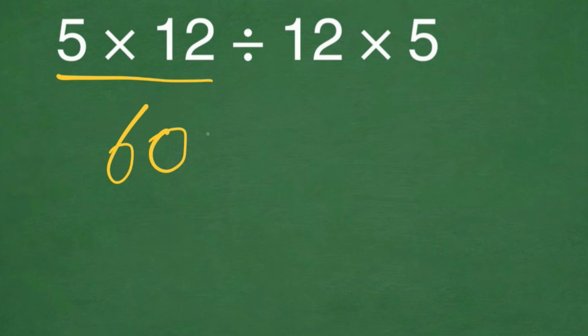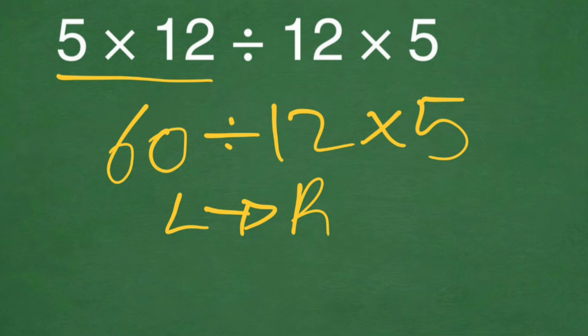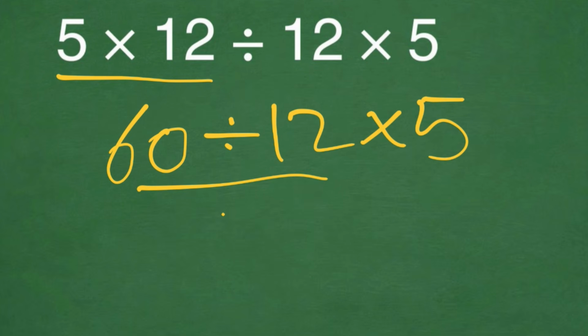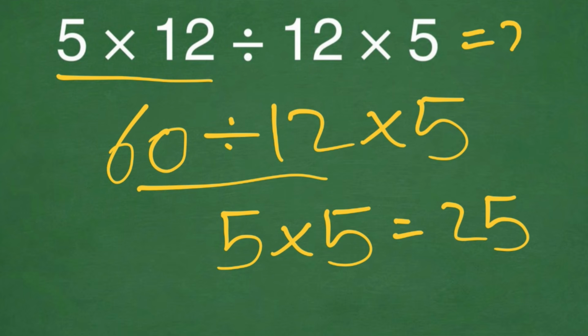So 60 divided by 12 times 5 is going to be the next thing to do, right? So here we have a division and multiplication problem, and we have to do the division first because it comes first, and we are going to simply solve the problem left to right. So 60 divided by 12 gives us 5, and 5 times 5 is equal to 25. So the final answer to this question is 25.